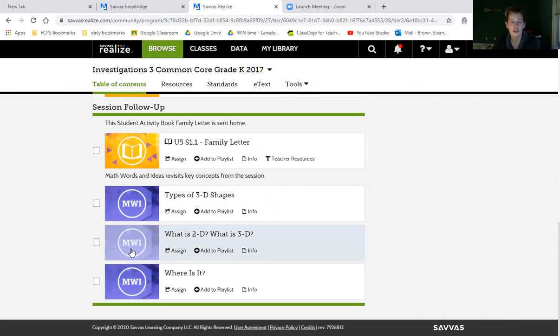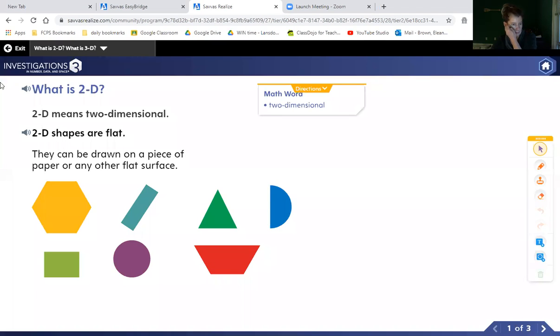This is what is 2D, what is 3D? What is 2D? Math word, two-dimensional. 2D means two-dimensional. 2D shapes are flat. They can be drawn on a piece of paper or any other flat surface. These are some of your flat 2D shapes.